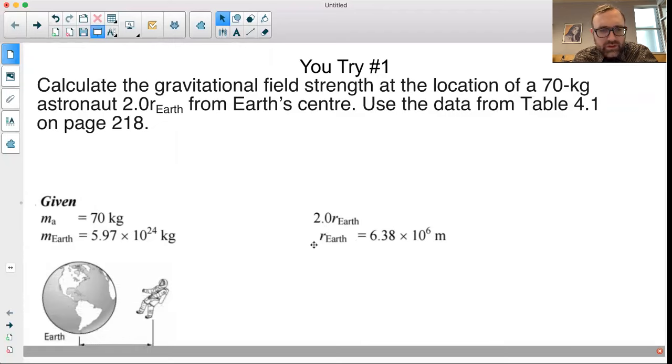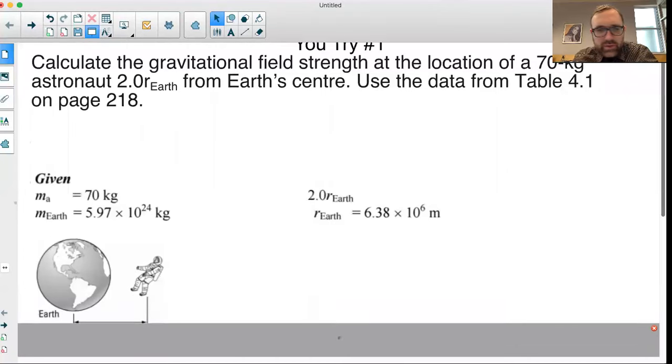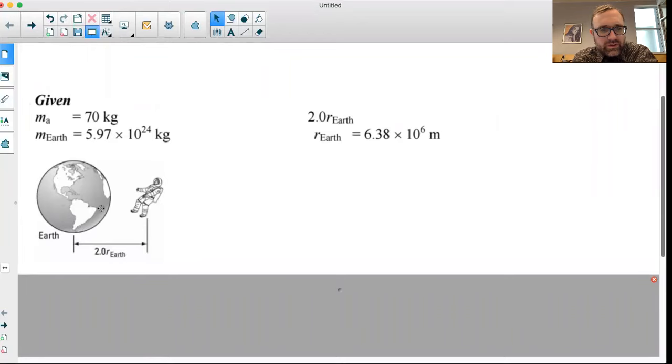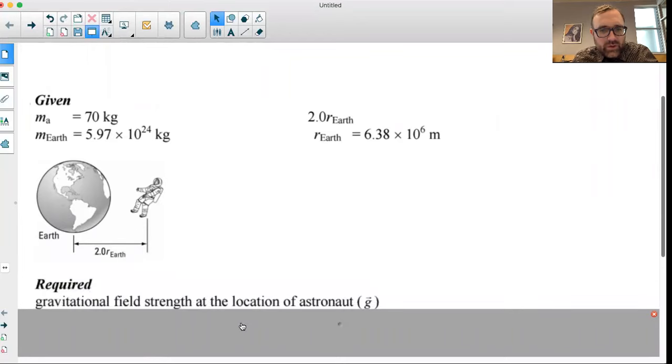I've included a diagram here to get a better understanding of the problem. And in there, you're going to be realizing there's an astronaut and there's the Earth. It's double the amount, and that's where that's coming from. So under the required, we are looking for lowercase g, and it is a vector quantity, so we're going to have direction at the end.